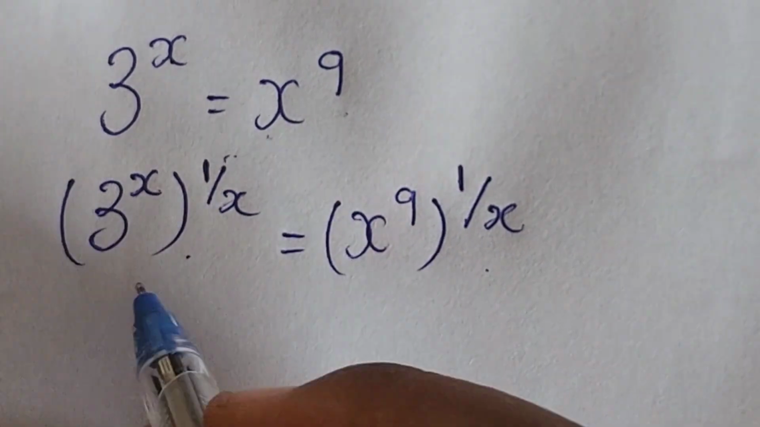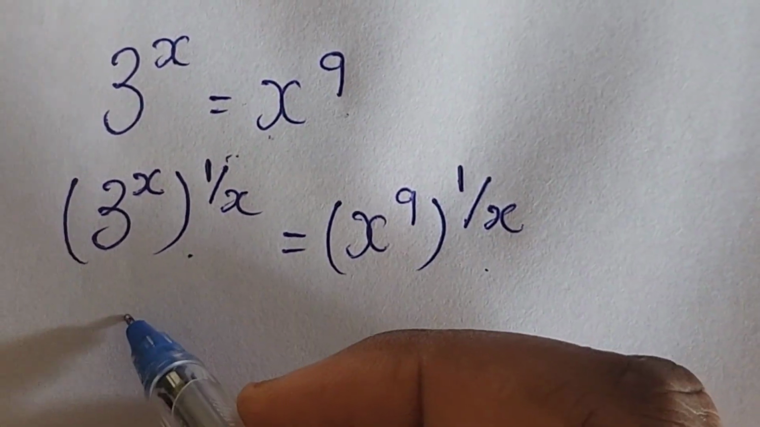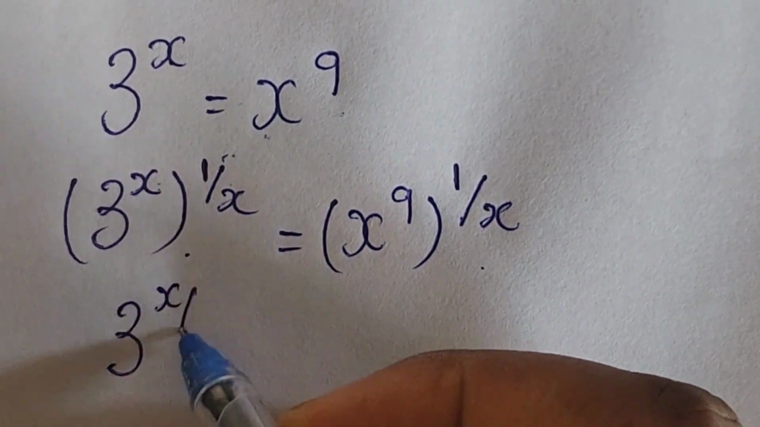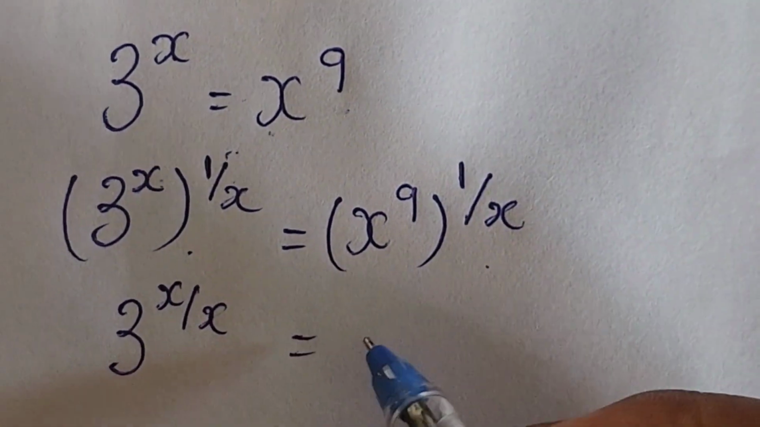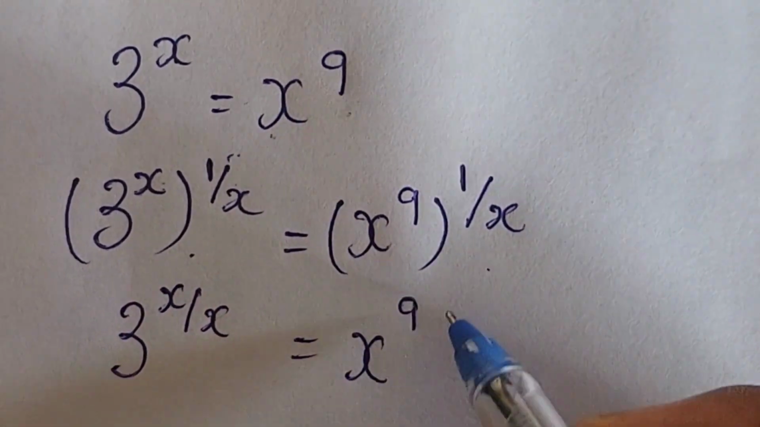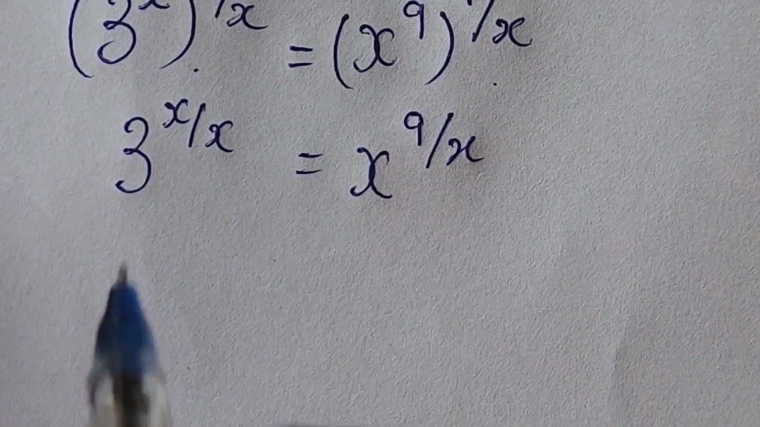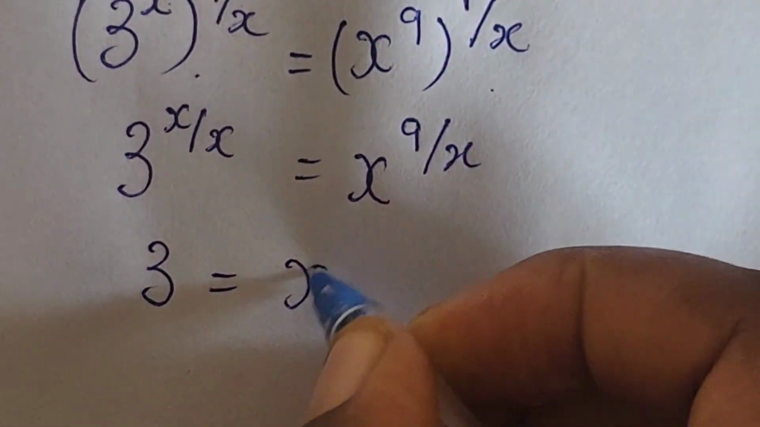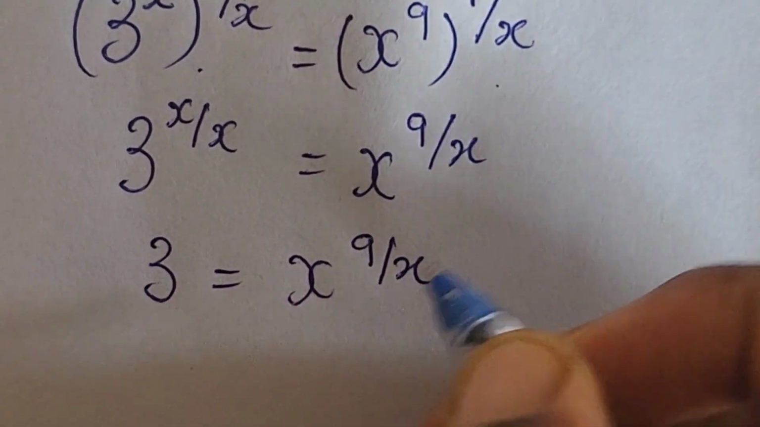So from here, we have 3 to the power of x times 1 over x. We have x over x is equal to x to the power of 9 over x. So resolving this, we have that 3 is equal to x to the power of 9 over x.